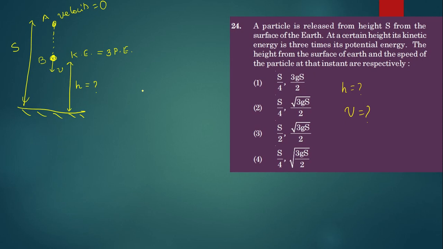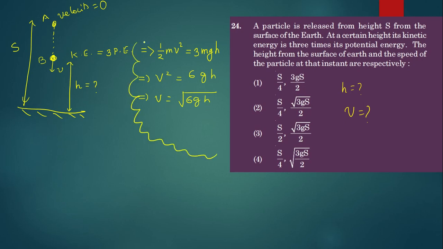So what we will do: first of all, from this relation which is already given in the question, I can write that kinetic energy, half m v square, is equal to 3 times the potential energy at that instant. So from here I can see that v square is equal to 6 g h, or simply v equal to square root of 6 g h. Now I have to know the value of h to calculate this further. I keep this aside for a moment and let us focus on the second part of the calculation.